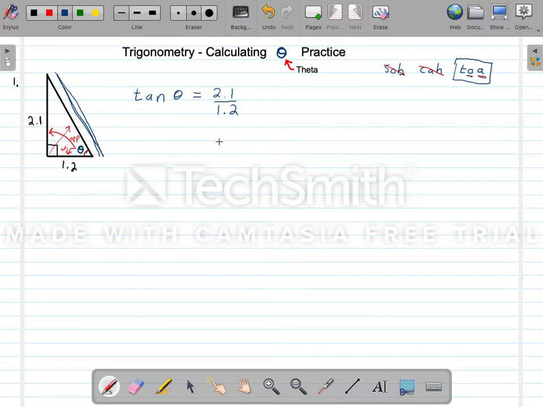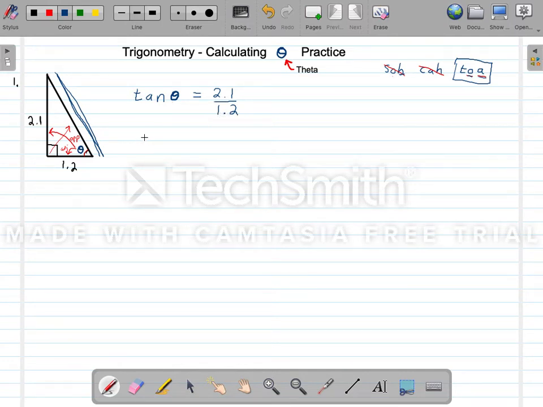Up until here, this is everything we've done so far. I'm just going to make my theta look a little bit better. Once you have this, you can actually go through and calculate what tan is. We did that briefly before, but we're going to emphasize and practice doing that today. This 2.1 over 1.2 is just a number. You can punch that into your calculator and get a decimal number, or you can leave it for now, depending on what kind of calculator you have and how you want to put it in.